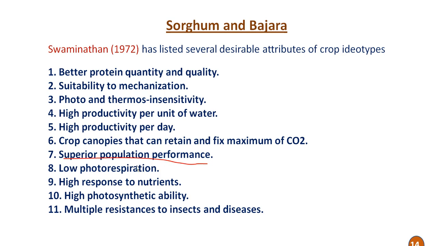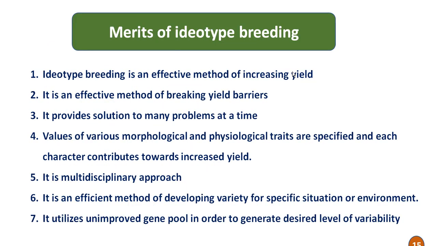Superior population performance means it should be a weak competitor. Then low photorespiration, then high response to the nutrients, and high photosynthetic ability, and the last one is multiple resistance to the insects and diseases. These are the common points as we discussed earlier in various cereals. So these are the important desirable attributes in case of sorghum and bajra.